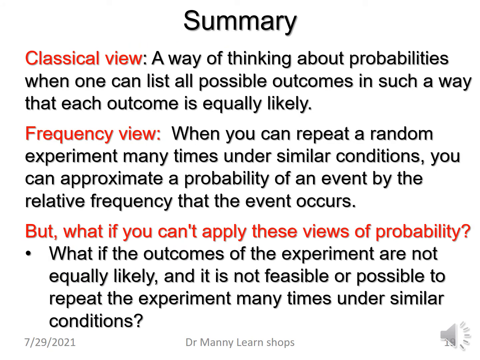So in summary, the classical view is a way of thinking about probabilities when one can list all possible outcomes in such a way that outcomes are equally likely. The frequency view is when you can repeat a random experiment many times under similar conditions. You can approximate a probability of an event by the relative frequency that the event occurs. But consider, what if you can't apply these views of probability? What if the outcomes of the experiment are not equally likely, and it's not feasible or possible to repeat the experiment many times under similar conditions?